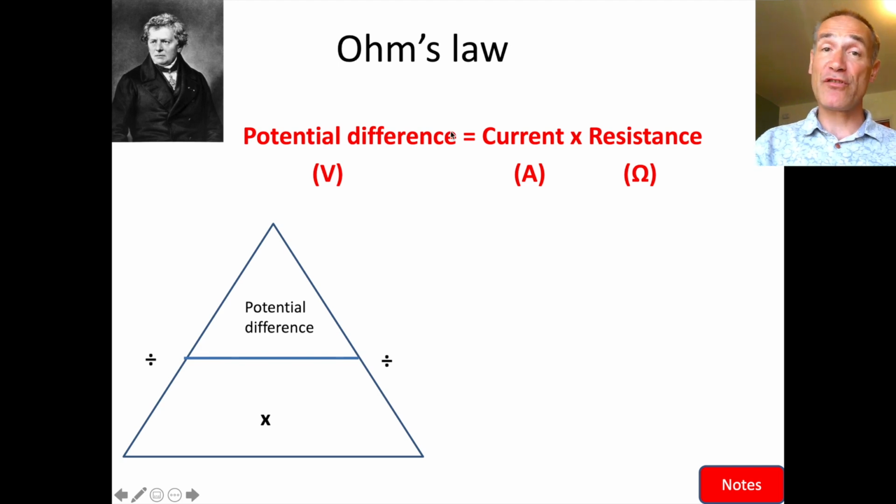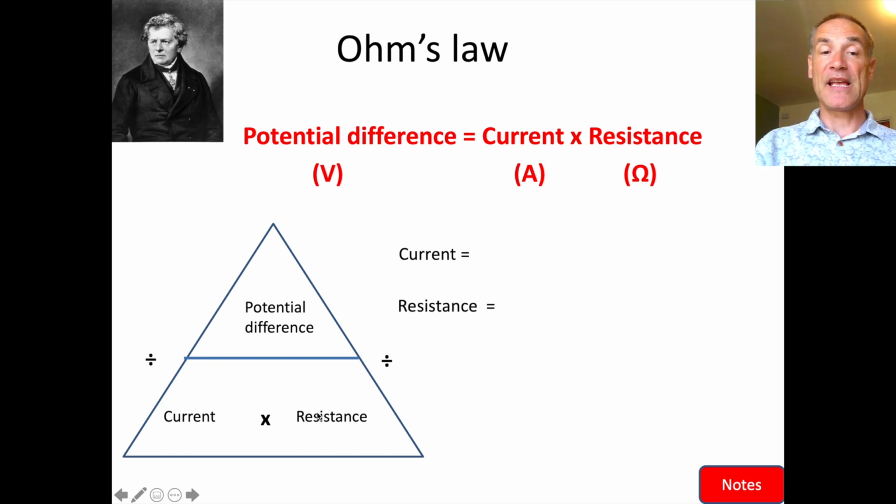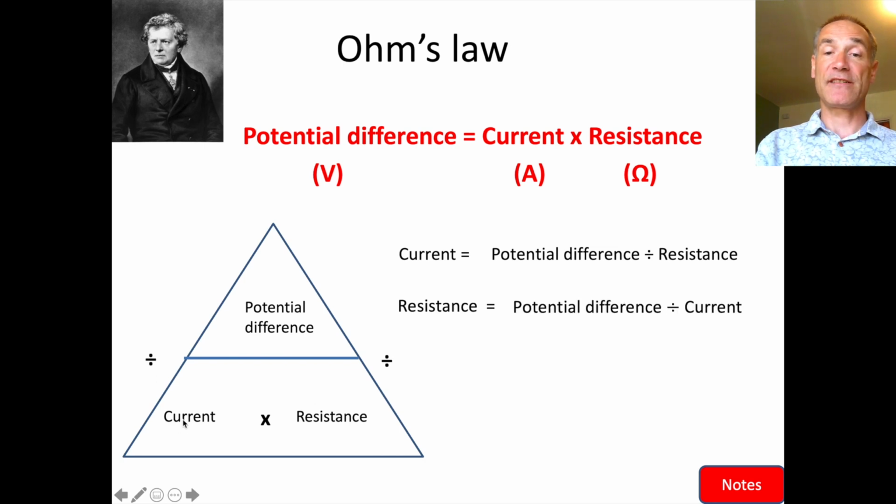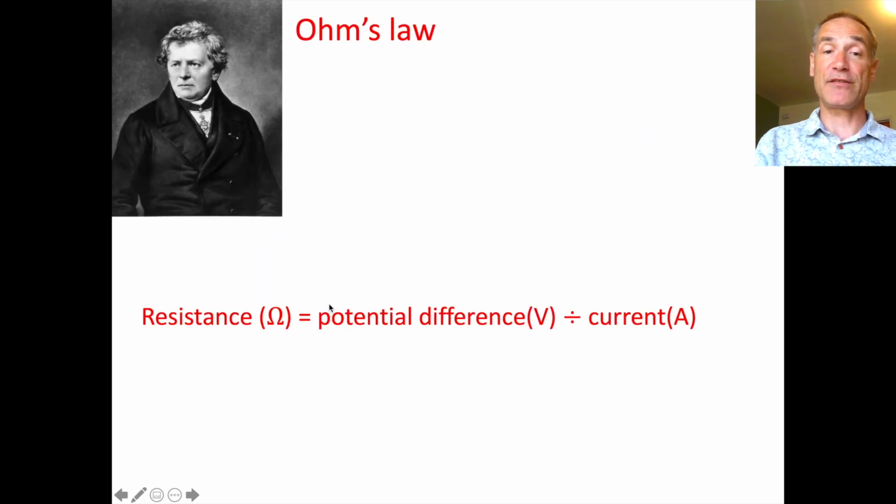Now we can put this into a triangle to help us rearrange, because potential difference must go at the top because the 2 bottom things multiply together and we've got current times resistance. So if we want to work out what current is, we would cover up current and it's potential difference divided by resistance, that's underneath, like a fraction. So current is potential difference divided by resistance, and resistance is equal to potential difference divided by current. And that is the equation we need to work out the resistance of different components. So resistance is potential difference divided by current.